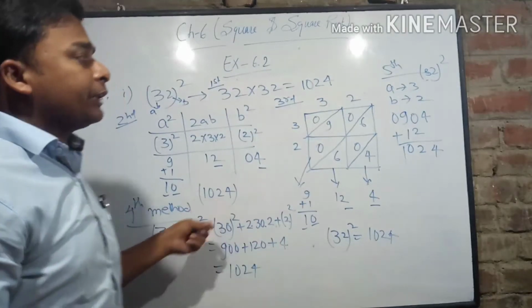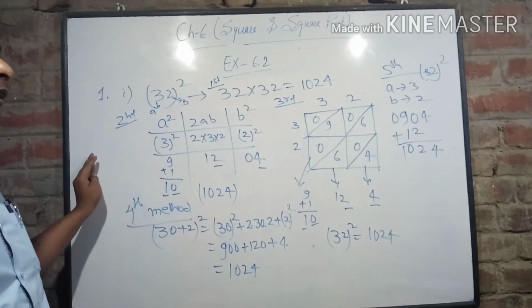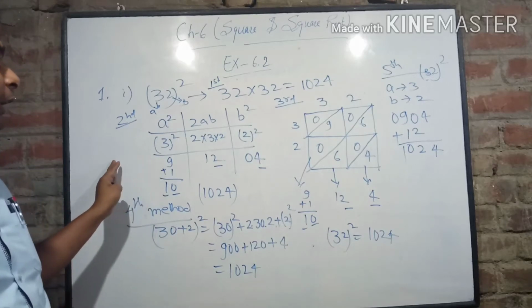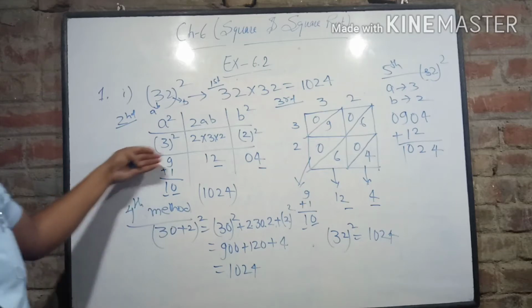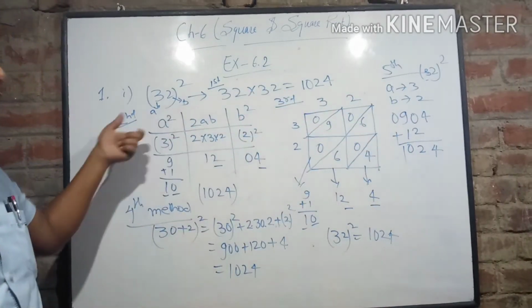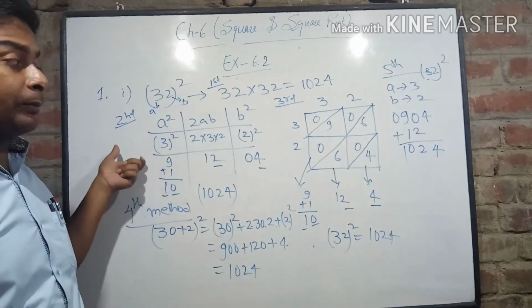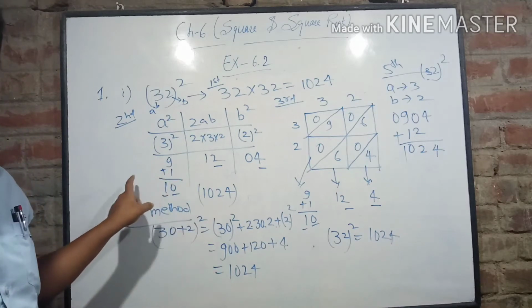So for one question we have done 5 different methods. You can opt for any one of them and solve, but I would like you to go with either the identity method, the column method, or this one. These two you can skip because it just depends on the marks basis. So methods 1, 2 and 3 are more applicable for this question.